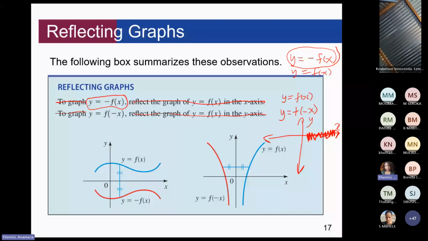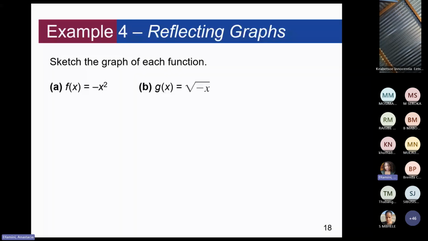What am I jumping? The y-axis. The y-axis is my mirror. So what I did here is the reflection about the y-axis. Are we together then? Yes. Thank you. So what did I sketch the graph of?